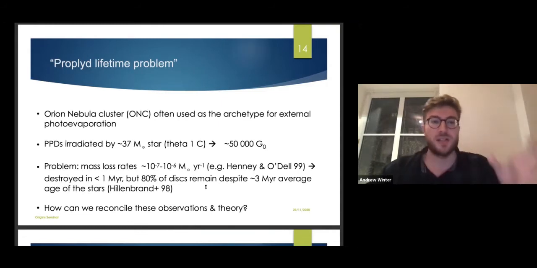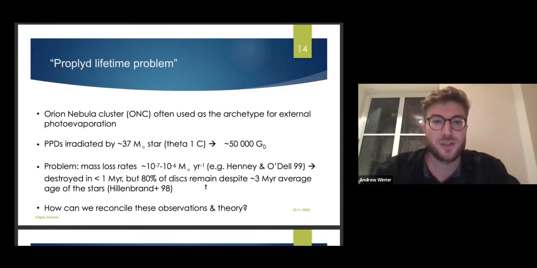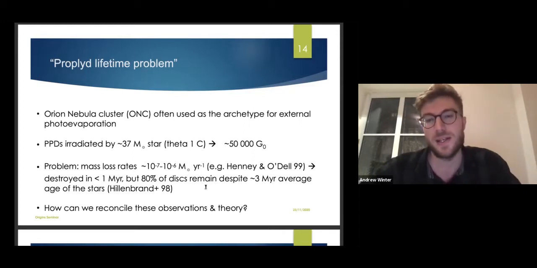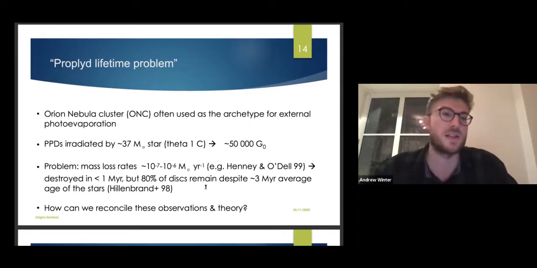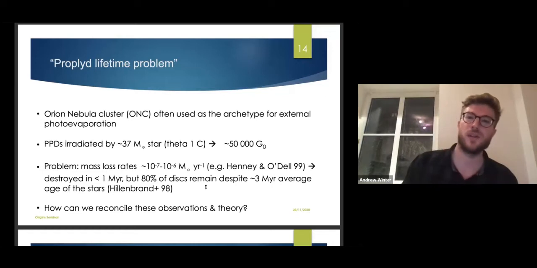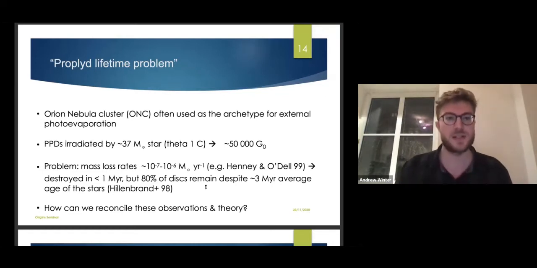So returning to the Orion Nebula Cluster again, which is often used as the archetype for external photoevaporation. It's close, it's around 400 parsecs away. Even though it only has one O star, it's a fairly massive one, 37 solar masses. And so you have these very high FUV fields, and you have these beautiful proplyds.